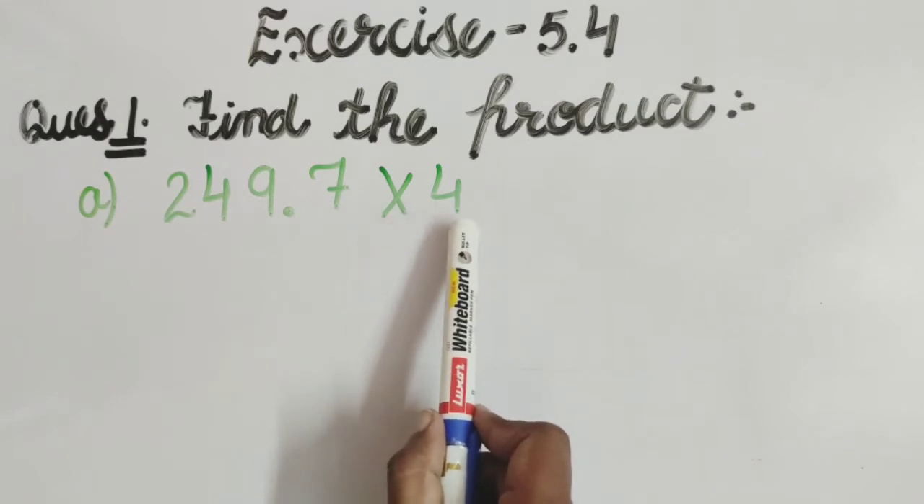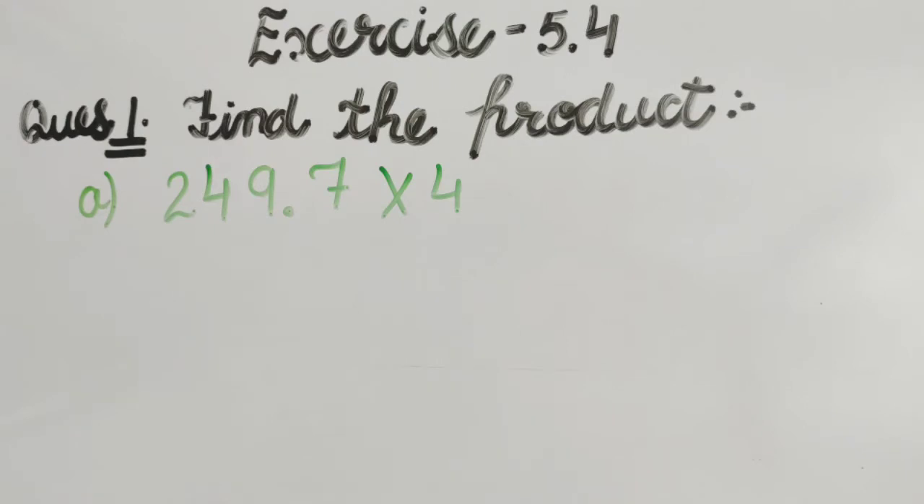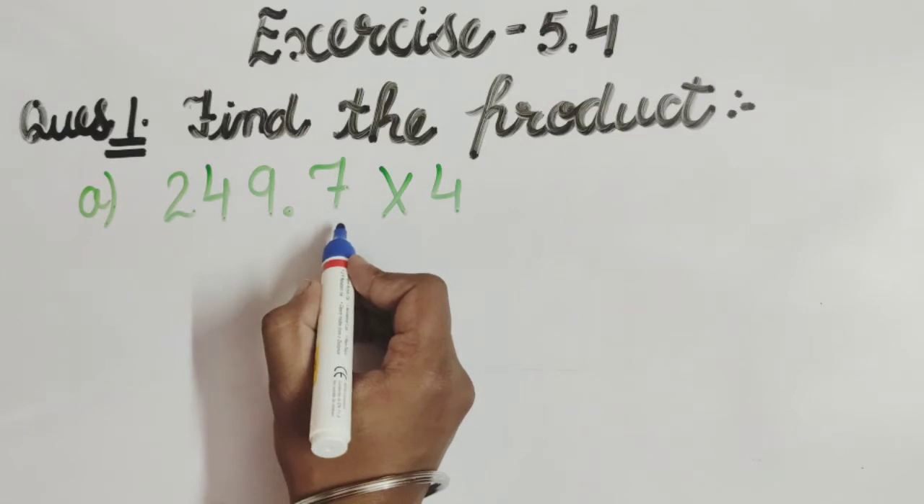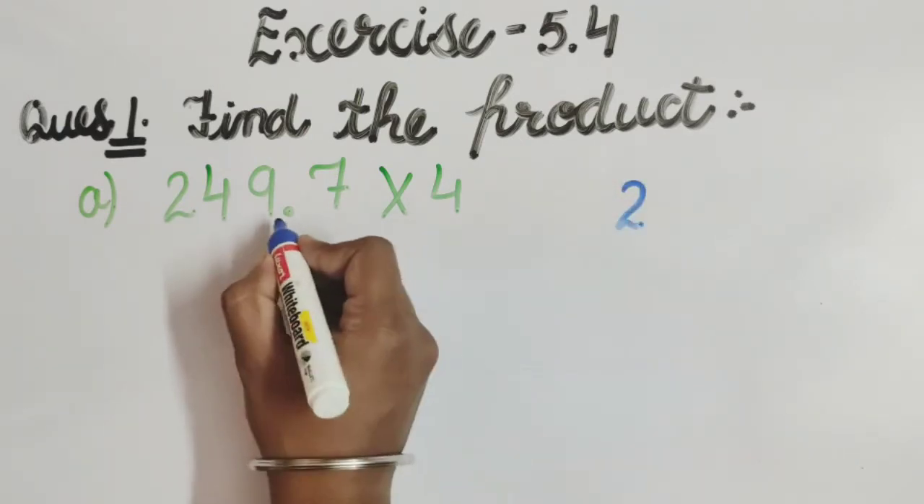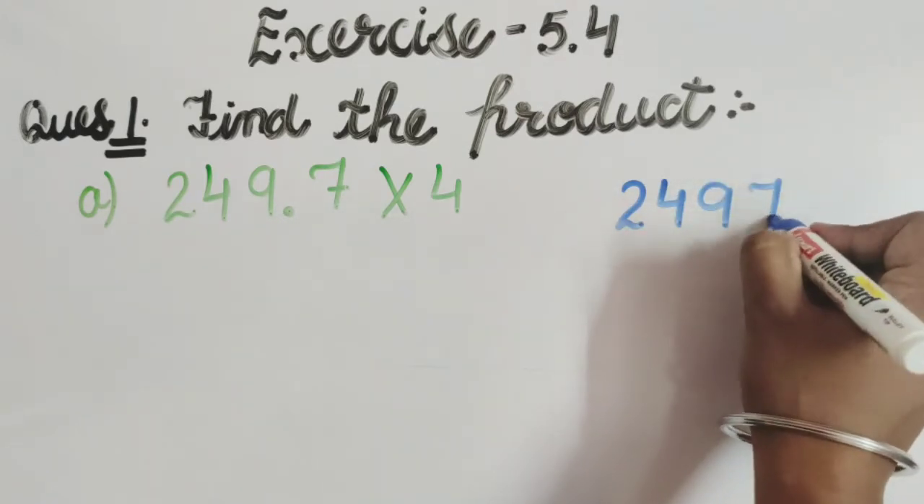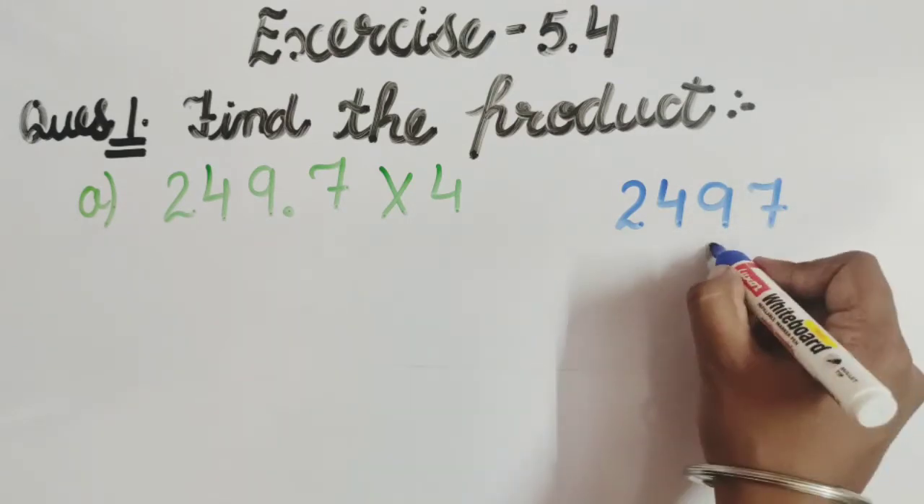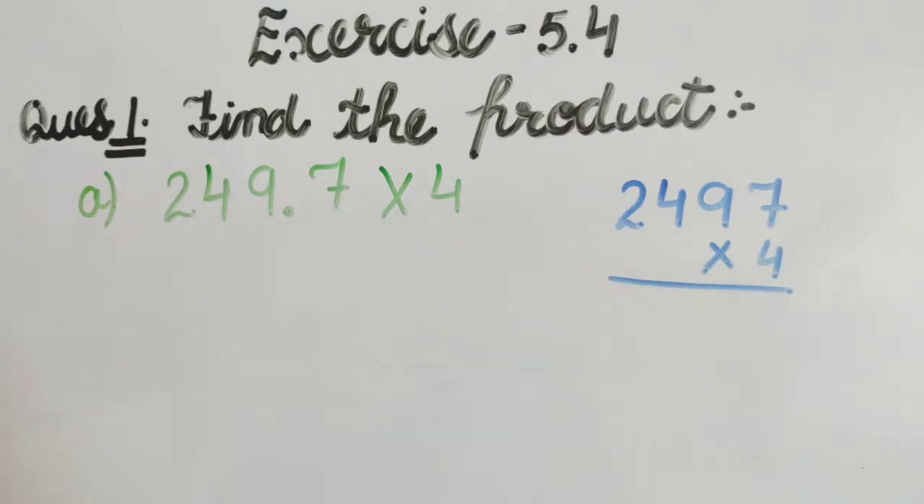249.7 multiply 4. This is our decimal number which we have to multiply with 4. Students, the easy way to do this type of calculation is to ignore the decimal. We have to ignore the decimal while doing the multiplication. Our number is without decimal, 2497. We have to multiply it with 4.